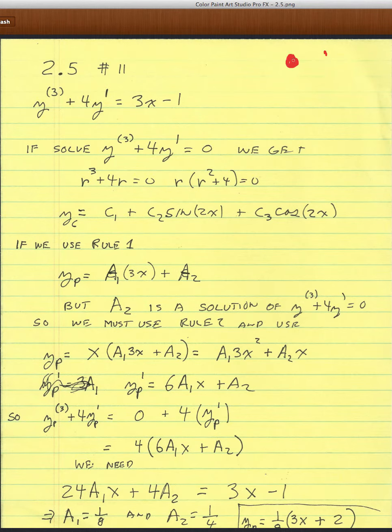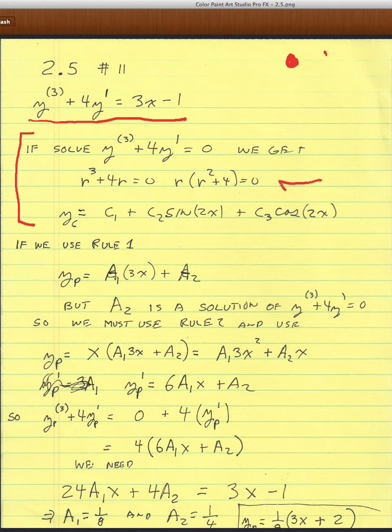I'm testing my pen. Okay, so here's our differential equation. We have the third derivative of y plus 4 times the first derivative of y, and we would like that to be equal to 3x minus 1. So the first thing I want to do here is note that if we solve the homogeneous equation, y triple prime plus 4y prime equals 0, we will get the following.